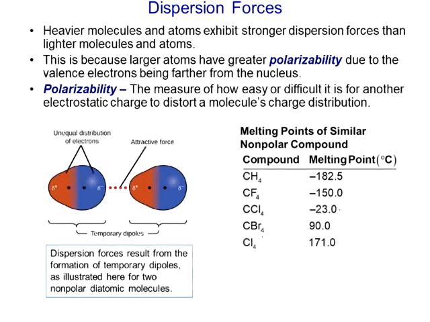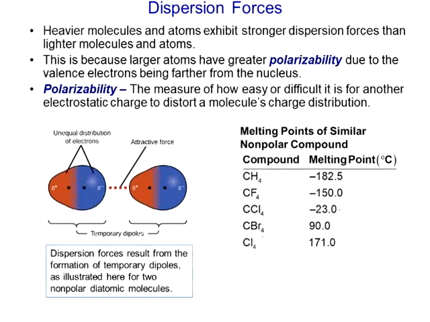So what is polarizability? The measure of how easy or difficult it is for another electrostatic charge to distort a molecule's charge distribution is called polarizability. In other words, polarizability just looks at how likely or how strong one atom forces the induced migration of electron density in its direction. So you want to be aware of that.